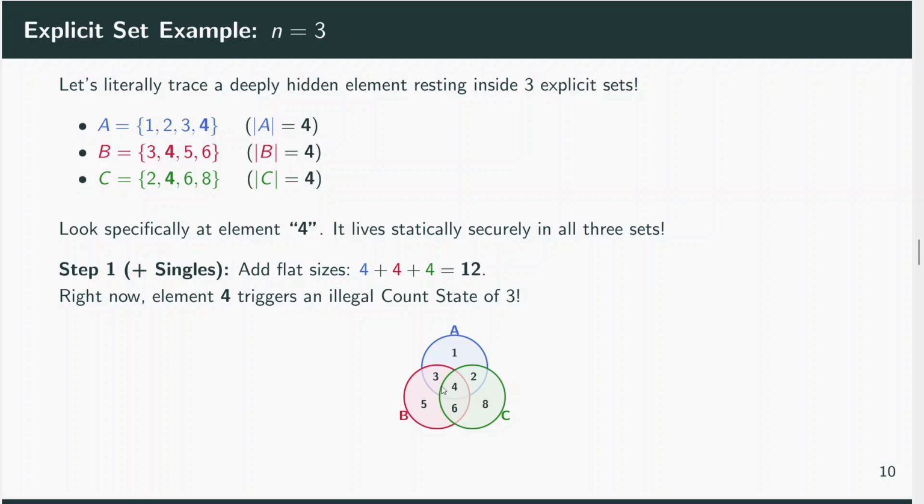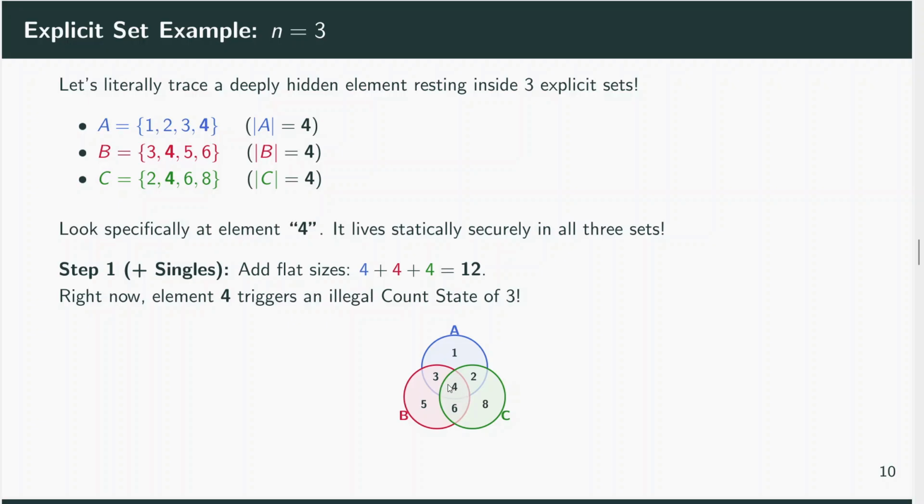In the diagram, you can see the arrangement clearly. The element 1 lives only in A, on the far left. The element 5 lives only in B, on the far right. The element 8 lives only in C, at the bottom. The elements 3 and 6 are each shared between 2 of the sets, and the number 4 sits right at the center, claimed by all 3 simultaneously.